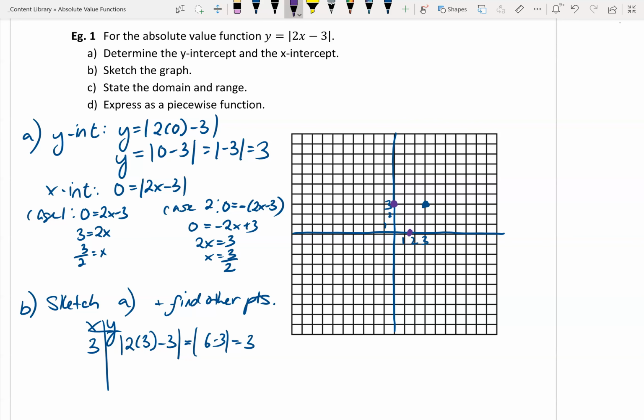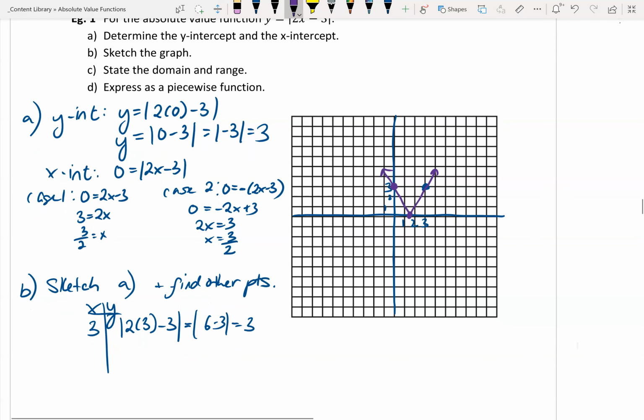This is enough points for me to connect our graph. Now I'm just going to extend it a bit like this. And that is our absolute value graph.